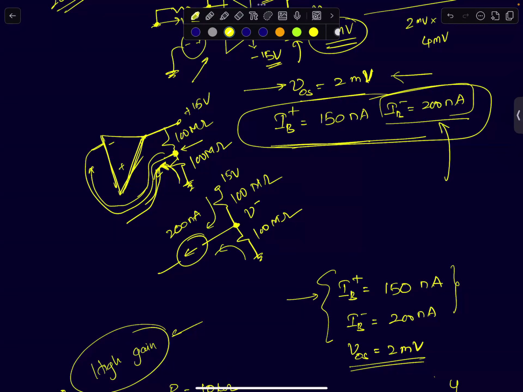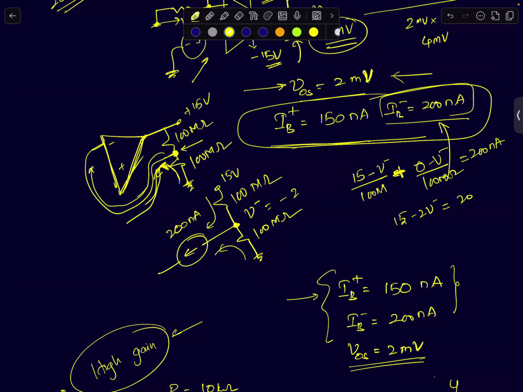Let's assume this is V minus. So you'll have a condition where (15 minus V minus) by 100 megaohm will be equal to, this is summing currents, right? I have to sum the current. 0 minus V minus by 100 megaohms should be equal to 200 nanoamperes. So from that, you can easily calculate what V minus is going to be. So you will get 15 minus 2 V minus equals 20, so 2.5 volts. So this will come to minus 2.5 volts.